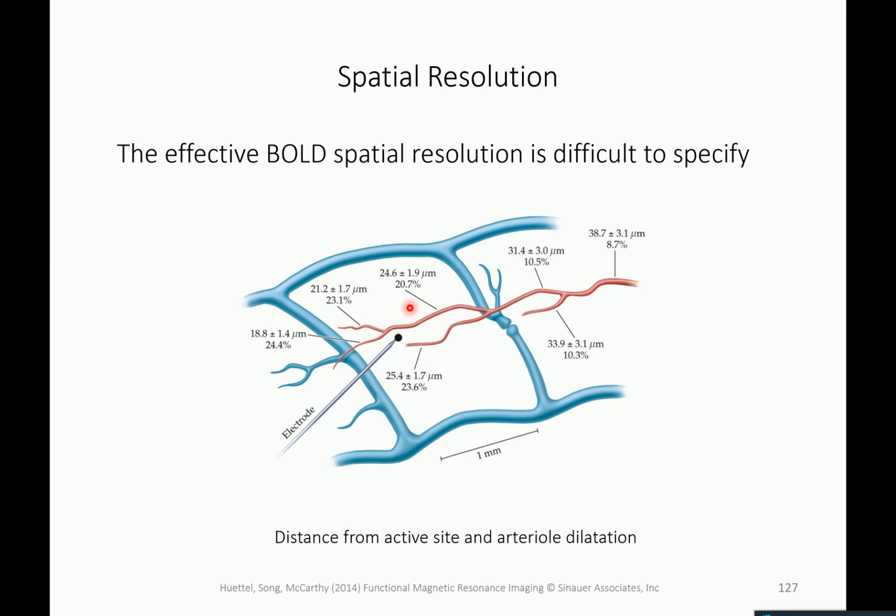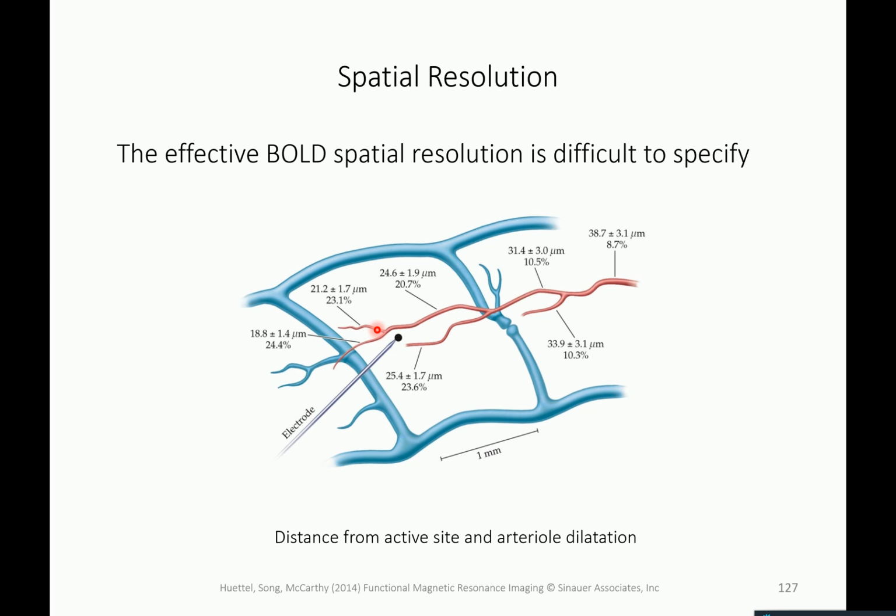What they did is excite a certain area of neural tissue, which is not shown here, and measure the changes induced by this in terms of arteriole dilatation in the vicinity. So basically to figure out how much the spread of this neural activation is in terms of the vascular system. And what they find is that if they are like 38.7 micrometers, fairly small, away from where they stimulated, they still find a dilatation of 8.7%. And if they are very close to it, they find a stronger dilatation, for example here of 31%.